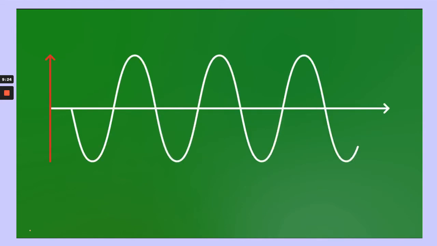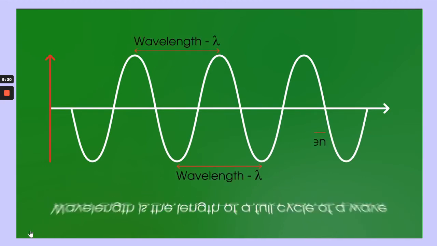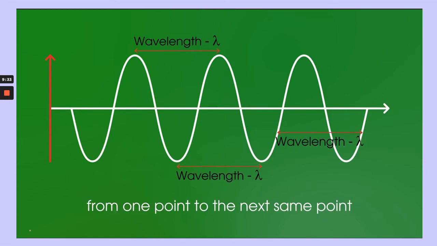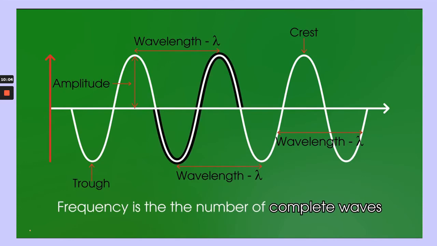Finally, we need to know some key features of waves. First off, wavelength. A wavelength is the length of a full cycle of a wave, from one point to the next same point. It's easiest to think of as the distance from crest to crest or from trough to trough. And we measure it in meters, and it's given the symbol lambda, a nice Greek symbol. The amplitude is like the size of a wave. But we need to remember that it's measured from the equilibrium position, or the central line, to the crest, not from the crest to the trough.